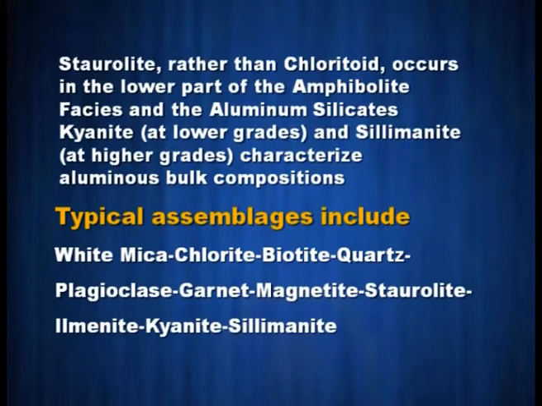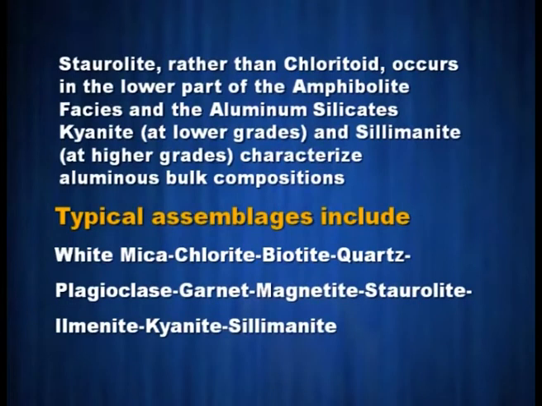The Greenschist-Amphibolite facies boundary is a broad zone. The disappearance of albite marks the upper limit of the Greenschist facies. Thus, albite, like pyrophyllite, is absent from Amphibolite facies rocks. Staurolite rather than chloritoid occurs in the lower part of the Amphibolite facies, and the aluminosilicates, kyanite at low grades and sillimanite at high grades, characterize aluminous bulk compositions. Typical assemblages include white mica, chlorite, biotite, quartz, plagioclase, garnet, magnetite, staurolite, ilmenite, kyanite, sillimanite, etc.